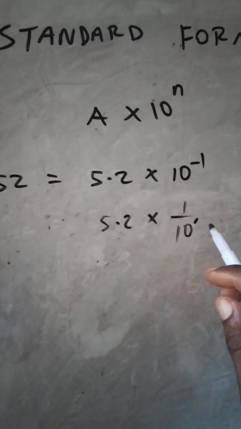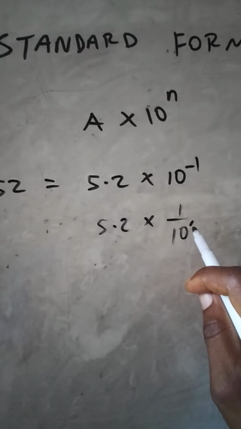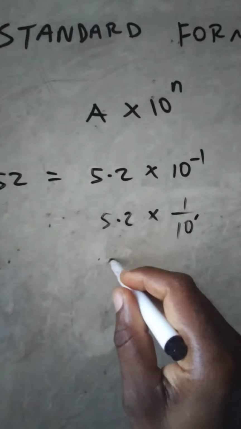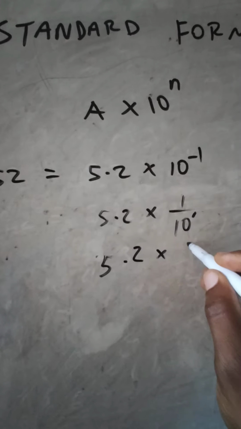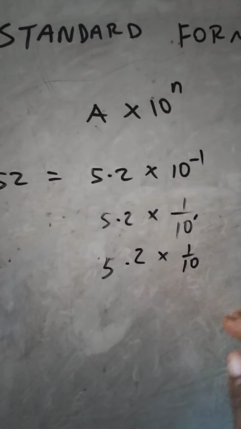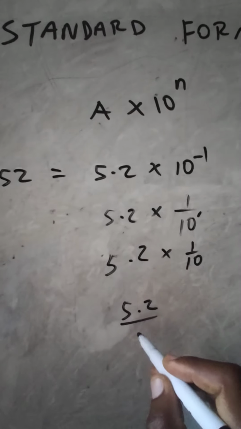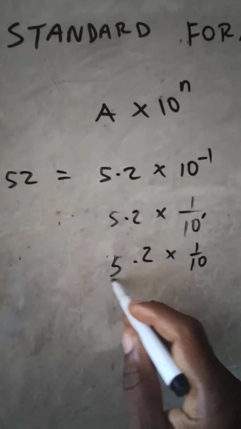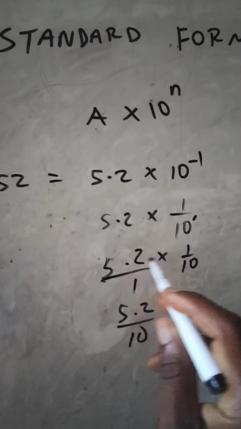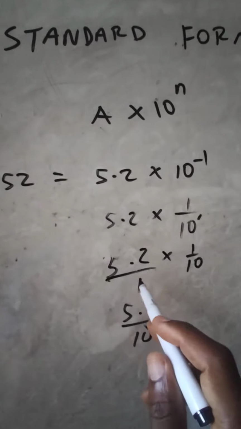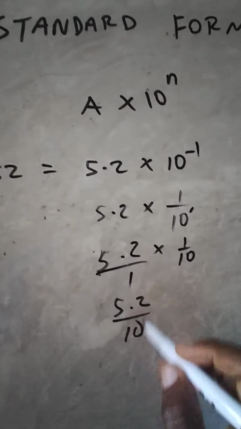Anything raised to the power 1 is the number itself, right? So 5.2 multiplied by 1 over 10. What this is saying is 5.2 divided by 10, because 5.2 times 1 is 5.2, and 1 times 10 is 10. So what this is saying is 5.2 divided by 10.